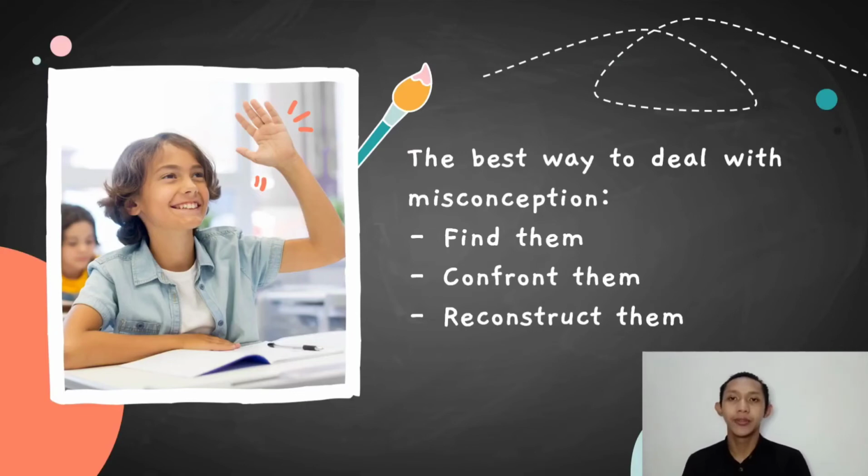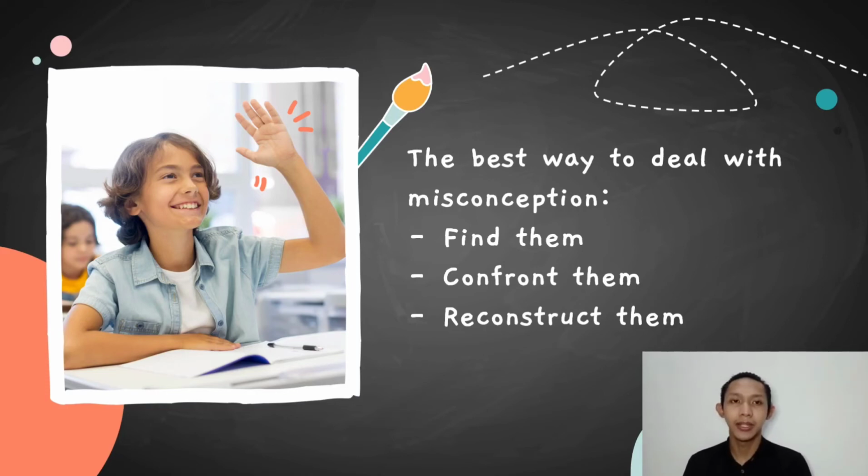So, the best way to deal with misconception is, first, you need to find the misconception by asking the student before learning the topic, while learning the topic, and after learning the topic. Next, confront the misconception by discussing the misconception with the student. And lastly, reconstruct the misconception by correcting the misconception with scientific evidence and facts.